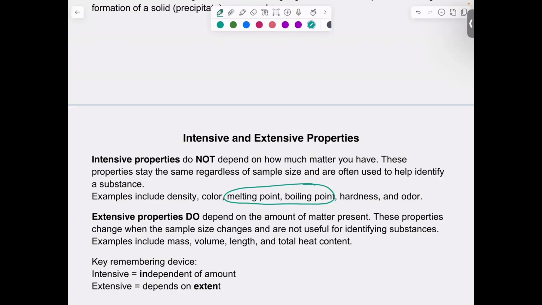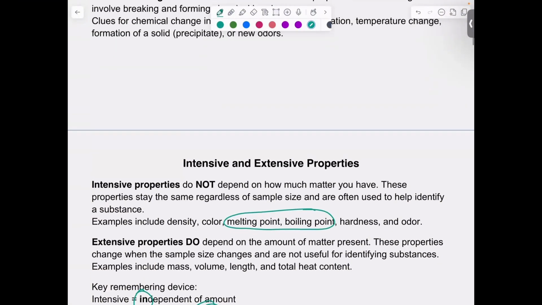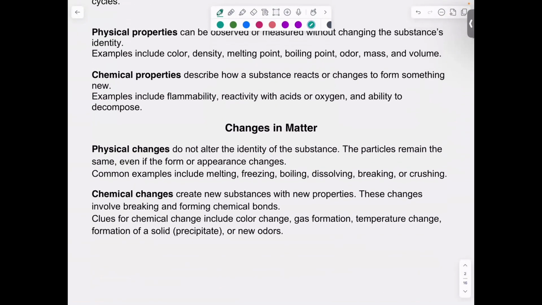Now, extensive properties do depend on how much you have, and classic examples are going to be mass, volume, length, and last but not least, total heat content. So remember, intensive is independent of amount. I went ahead and made a bold entry there for independent. Extensive depends on the extent of matter that you have. So hopefully this helps on these key topics when it comes to intensive, extensive, and then also your physical and chemical changes and properties.